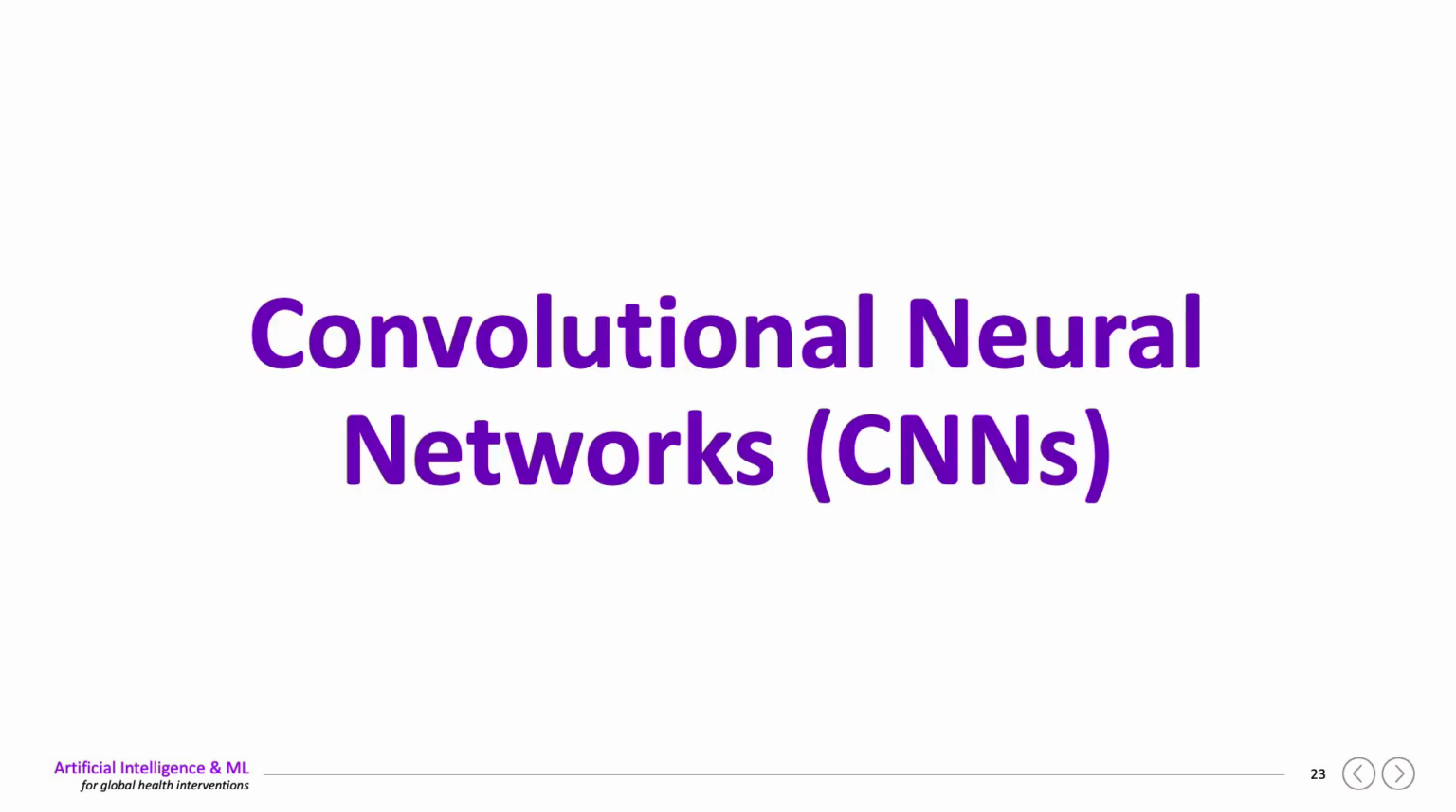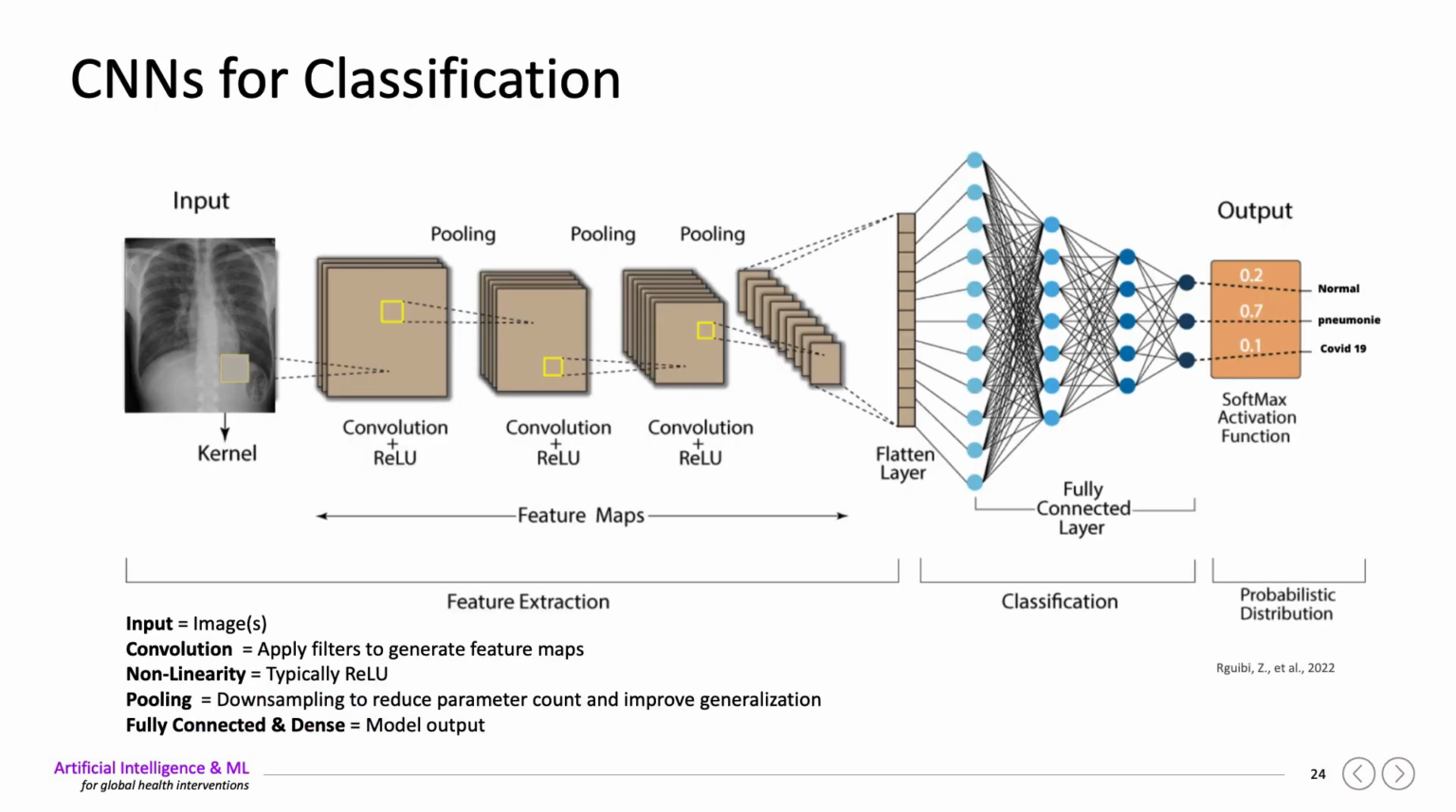Alright, let us now do a deep dive into convolutional neural networks, also known as CNNs. Here you can see how convolution is used end-to-end in a convolutional neural network for image classification of common pathologies in chest X-rays, a typical computer vision application in global health. The input image is processed by multiple convolutional layers, where learned kernels slide over the image to produce feature maps that detect increasingly complex patterns. After each convolution, a nonlinear activation such as ReLU is applied.